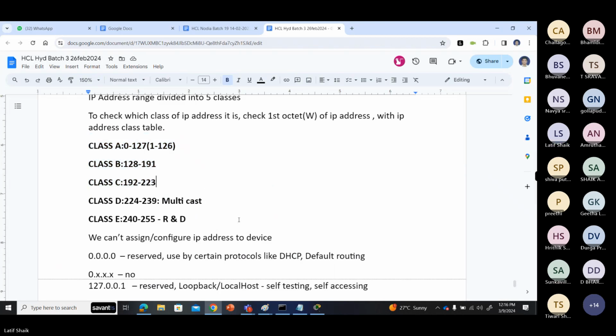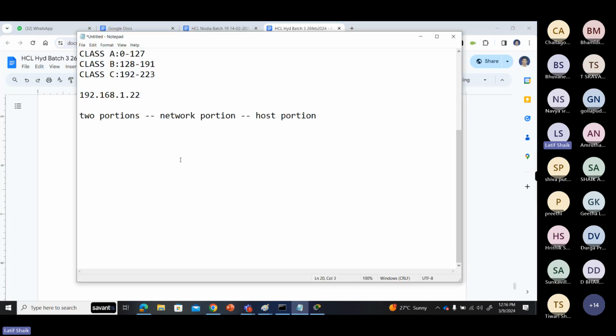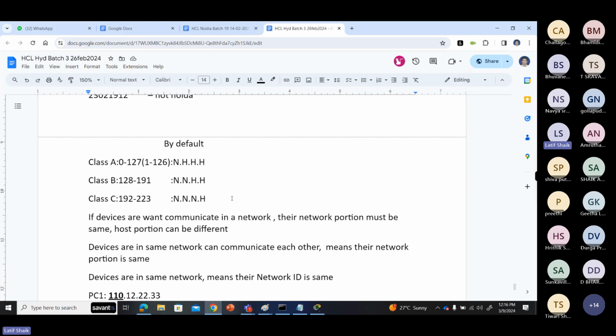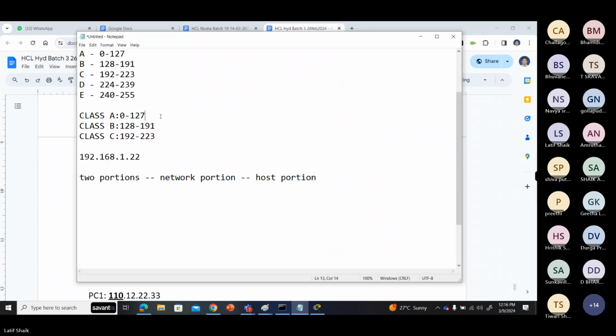So what I'm trying to say is, here are some room numbers, which I also gave as an example, but before that, the network portion and host portion. I will show you with an example once again. The network portion and host portion are divided like this.